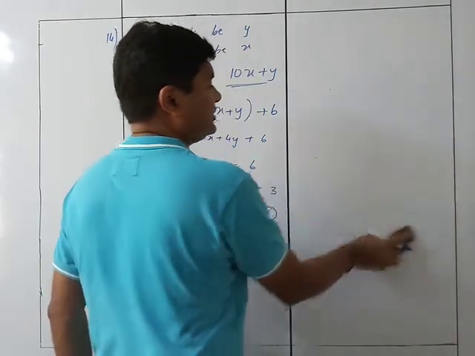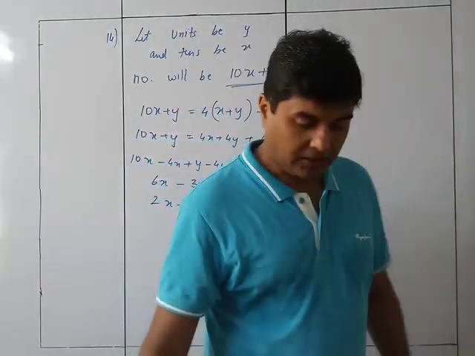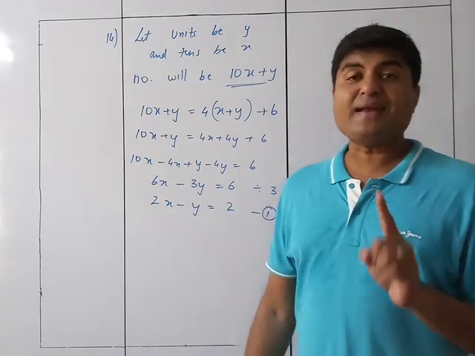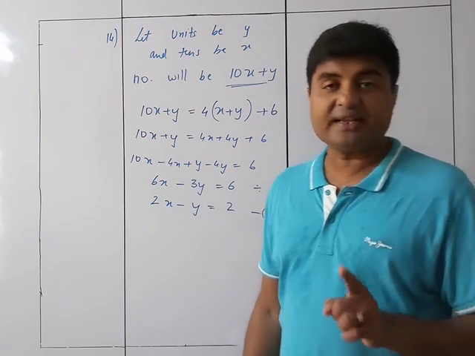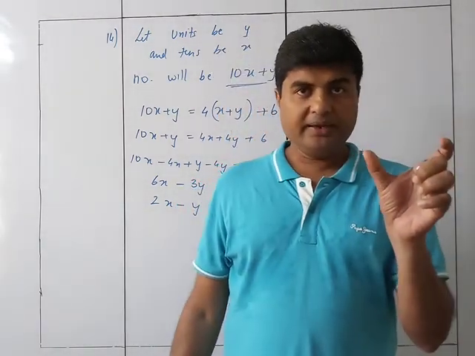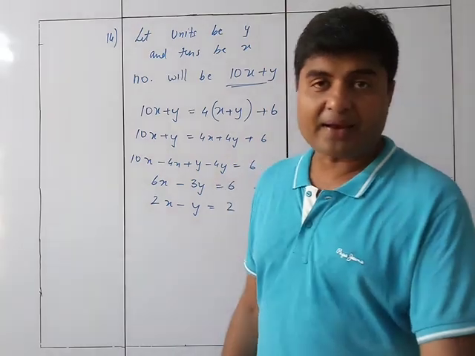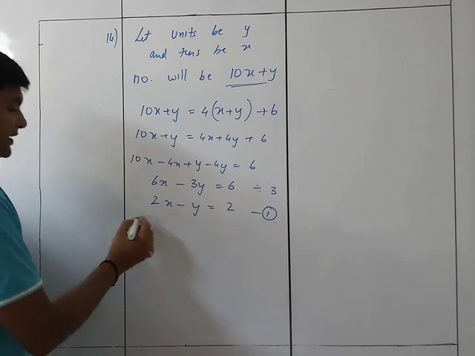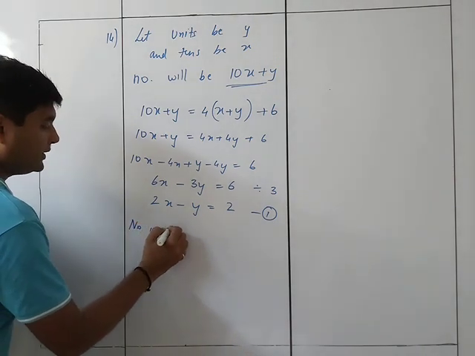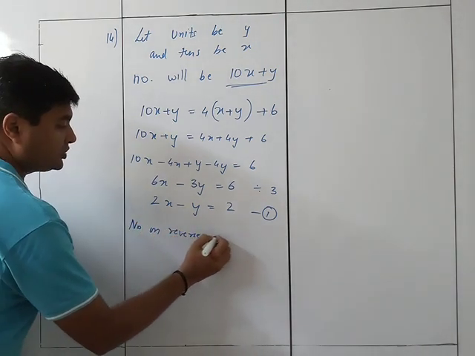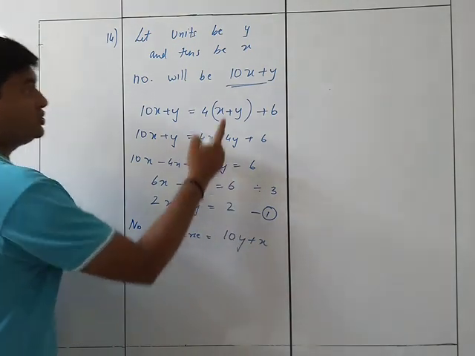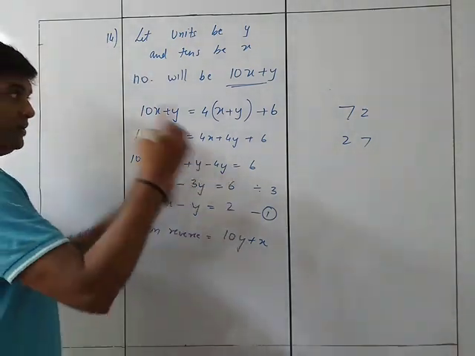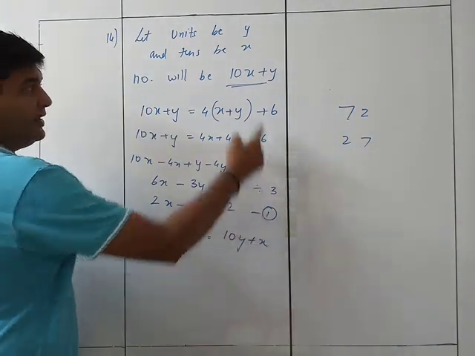Now let's see the second condition we are given. The second condition is that it is increased by 9 on reversing the digits. So if the number is increased, it will be increased by 9. That means the increased number, if I reverse the number. Now what is the reverse number? The number on reversal is equal to 10y plus x, because 72 becomes 27 on reversing it. So that will be 10y plus x.